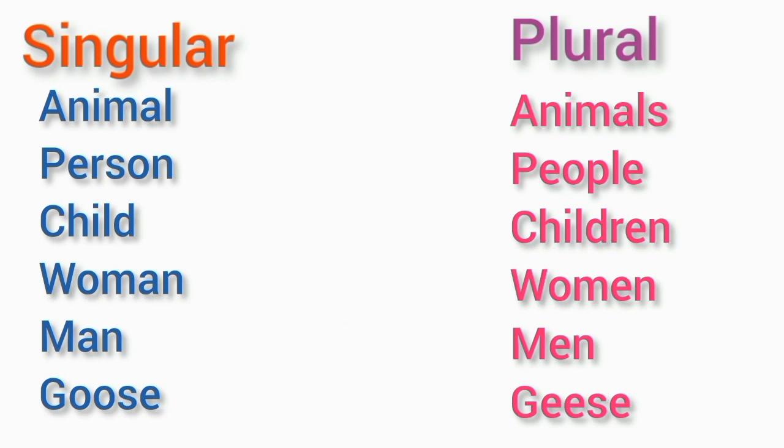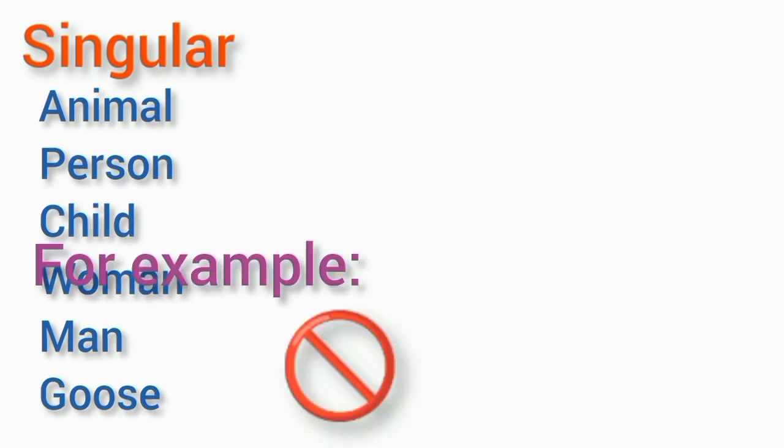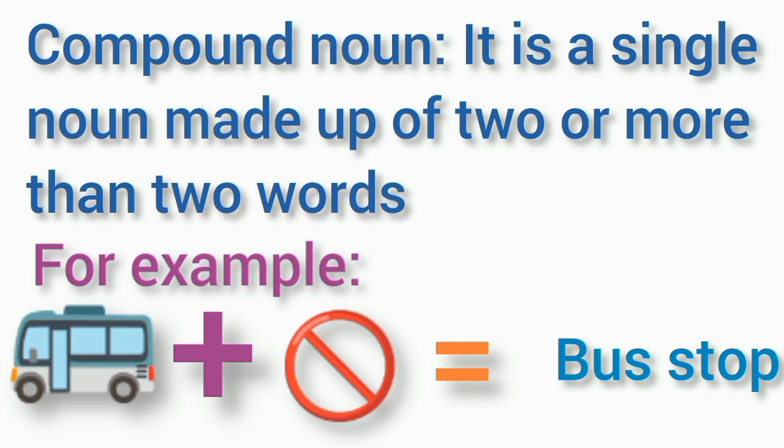Singular and plural noun examples. Animal, animals. Person, people. Child, children. Woman, women. Man, men. Goose, geese. Compound noun. It is a single noun made up of two or more words. For example, bus plus stop: bus stop.